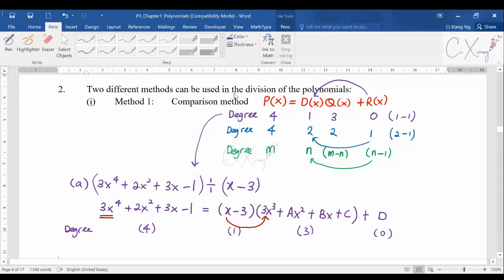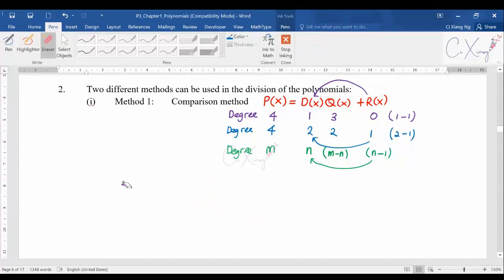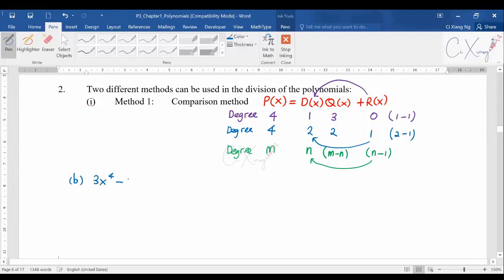Then now maybe we talk about the second example here. I will erase the whole thing, then maybe you can copy it down first. If you don't understand, then you can refer back later. Now we talk about the second example. Again, the polynomial is degree 4. Let's say I'm having part B. How about I have this? I just simply write 3x power 4 minus 3x squared plus 2x minus 5. Let's say I want to divide it by using 2x minus 1.